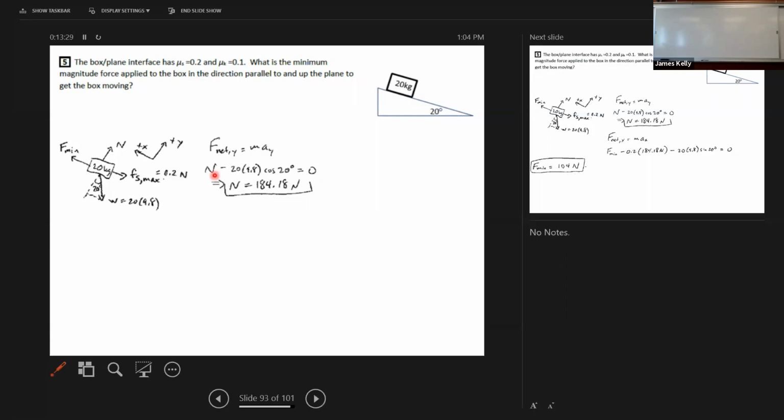So this right here, the left-hand side of this equation, is the sum of the force y components, and that's equal to may. Why is that 0 here?